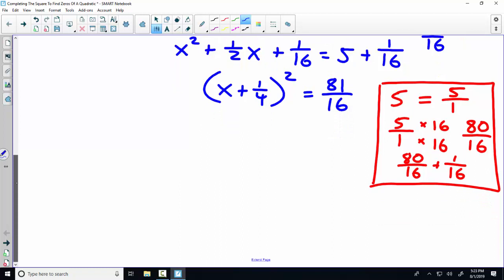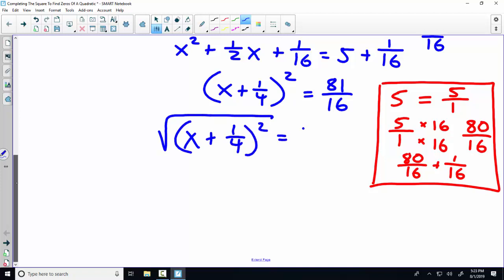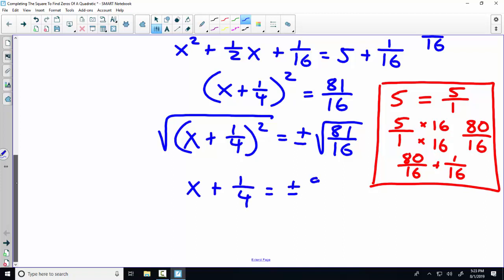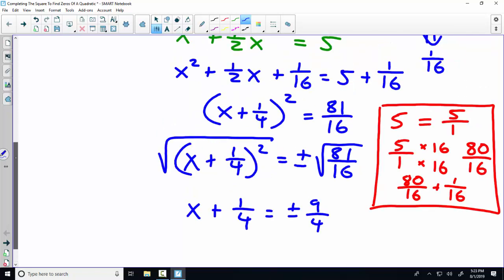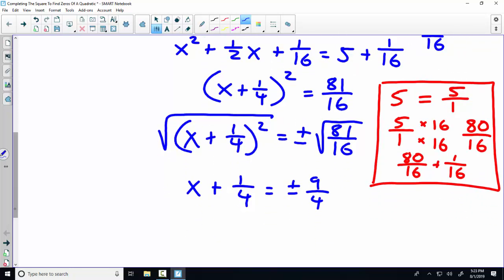Now, to get rid of the squared, we take the square root of both sides. x plus 1/4 squared, square rooted, and then a plus or minus on this right-hand side, the square root of 81/16. Now, we won't always be this lucky, but it turns out with the square root of that fraction, we know both the square root of the numerator and the square root of the denominator. So this left side is just going to be x plus 1/4, and over here we'll get plus or minus 9/4. Square root of 81 is 9, square root of 16 is 4. Then we subtract the 1/4 from both sides because our end game here is to solve for x.